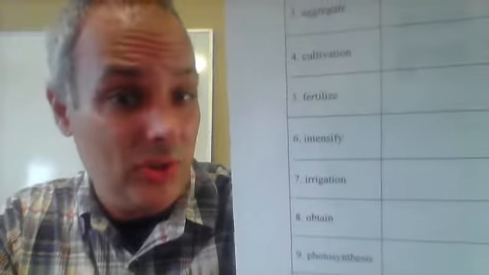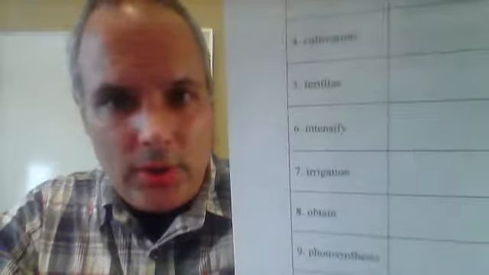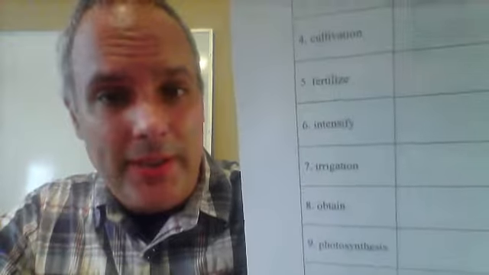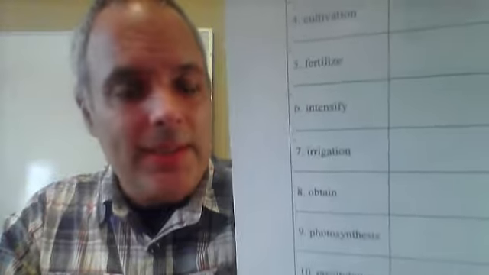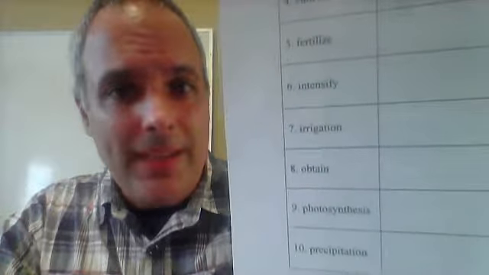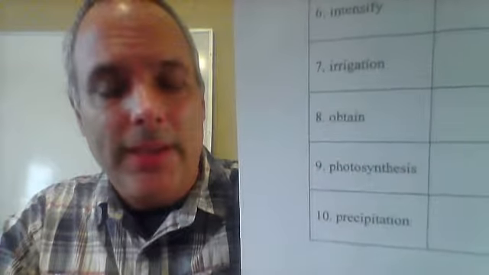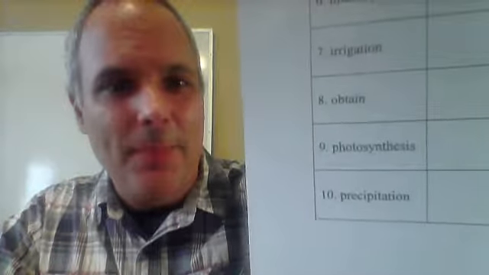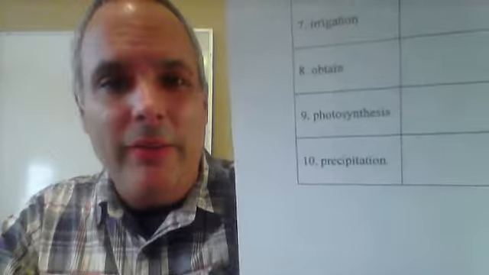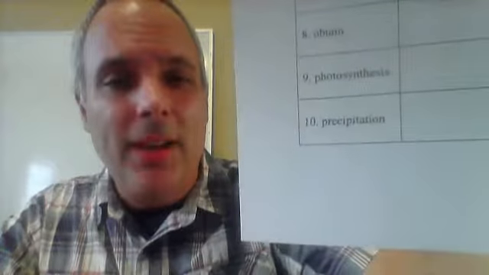Cultivation, okay? 4 syllables. Cultivation. Fertilize. Make sure you have the Z sound, okay? Fertilize. Number 6. Intensify. Number 7. Irrigation. Number 8. Obtain. Number 9. Photosynthesis. And number 10, precipitation.